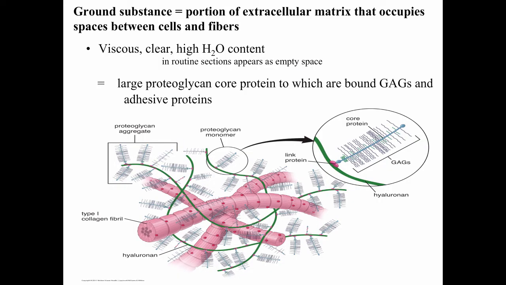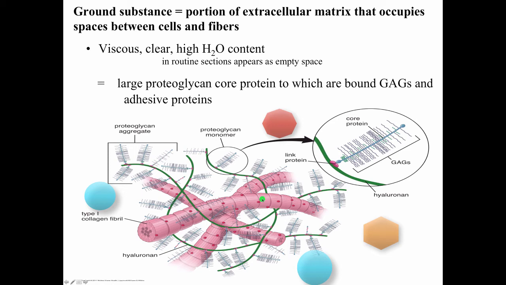Ground substance is that portion of the extracellular matrix that occupies spaces between cells and fibers. So let me just try to put in perspective what this cartoon is showing. These large pink structures would be typical collagen 1 molecules. And then you can imagine, although they're not shown in the cartoon, that there are various cell types of the connective tissue that would be associated with these fibers. But then the ground substance would be these molecules that are taking up the space between the collagen fibers and the cells that are in connective tissue.